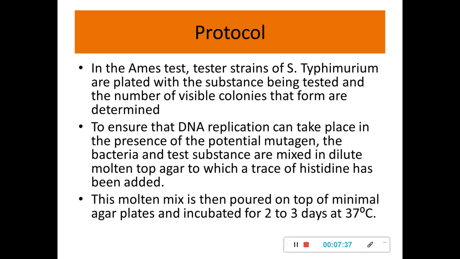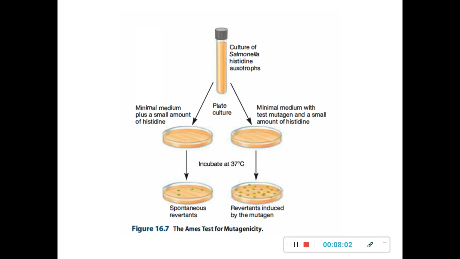To ensure that DNA replication can take place in the presence of a potential mutagen, the bacteria and the test substance are mixed in dilute molten top agar to which a trace of histidine has been added. The molten mix is then poured on top of the minimal agar plates and incubated for about 2 to 3 days at 37 degrees centigrade. So, let's go to a figure so that it's more clear.